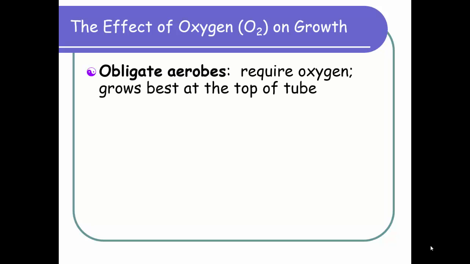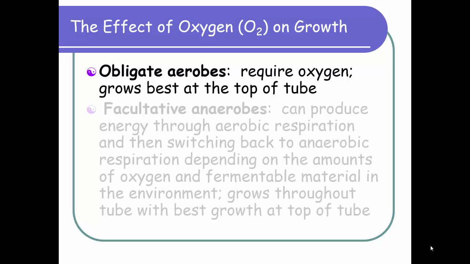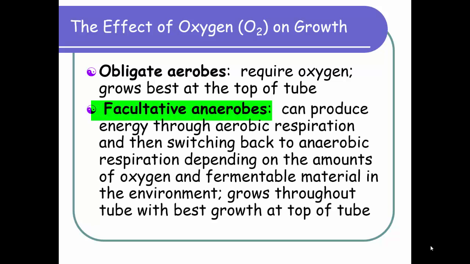The effects of oxygen on growth are varied depending upon what type of metabolism the bacteria does. Obligate aerobes require oxygen in the environment. If we put these bacteria into a deep media tube, they will grow best at the top of the tube where most of the oxygen is located. Versus facultative anaerobes that can produce energy through aerobic respiration if oxygen is present, but then switch to anaerobic respiration if the oxygen is not present and for minimal material is present in the environment.